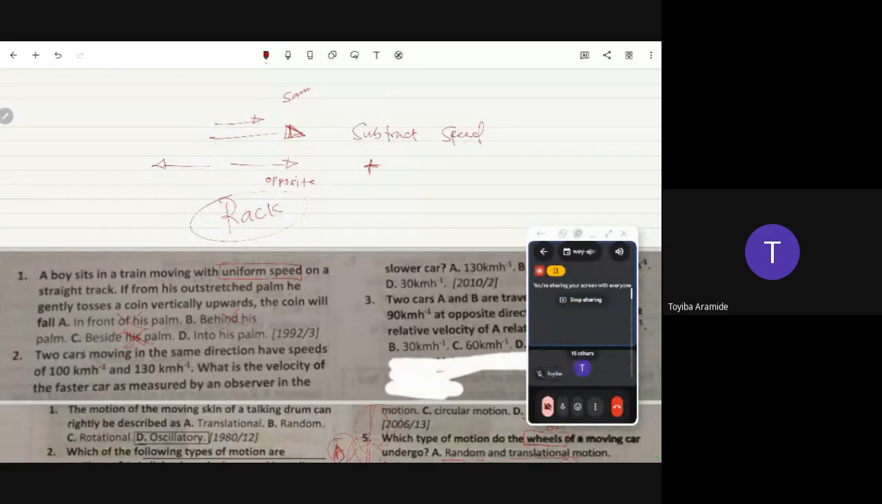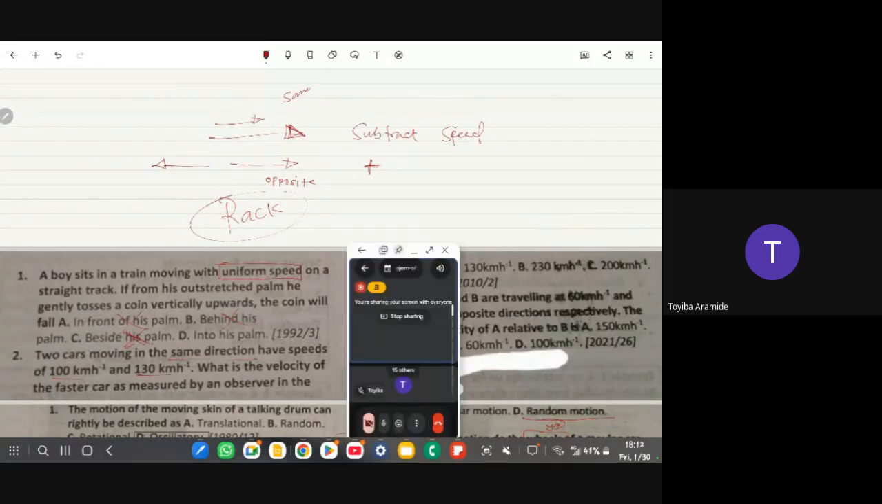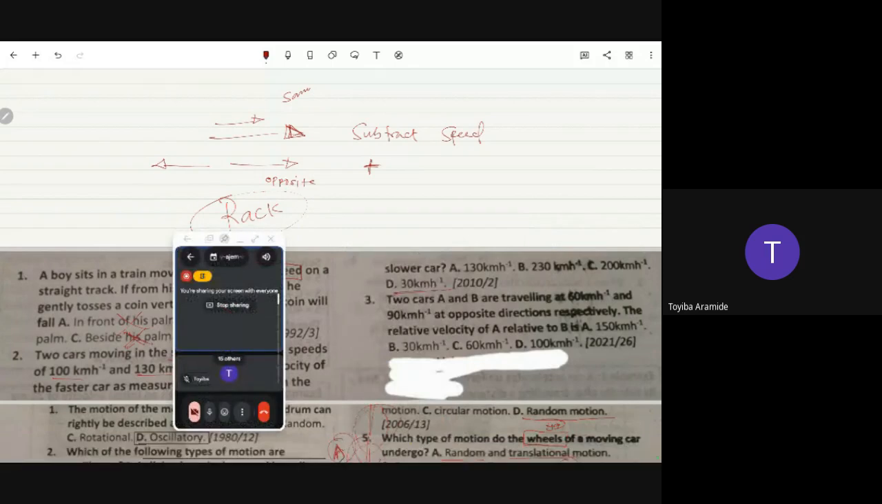Two cars moving in the same direction have speed, this and this. What is the velocity of the faster car measured by the observer? Just subtract 100 minus 130. The answer is 30 kilometers. That's the answer. No wahala. So very simple. Two cars A and B are traveling at this and this in opposite directions, respectively. The relative velocity, just add 60 plus 90, that is 150 kilometers, option A.